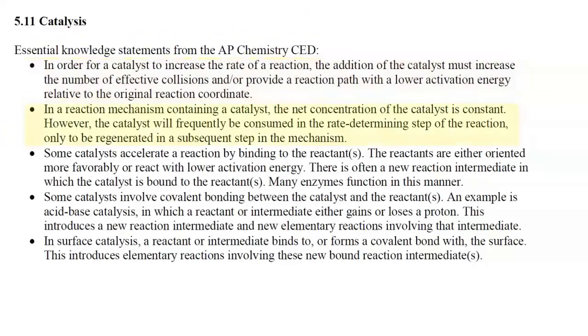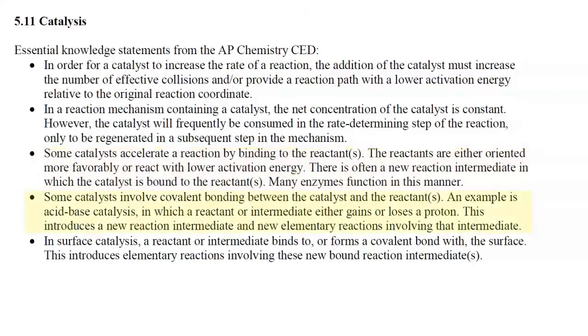In a reaction mechanism containing a catalyst, the net concentration of the catalyst is constant. However, the catalyst will frequently be consumed in the rate-determining step of the reaction, only to be regenerated in a subsequent step in the mechanism. Some catalysts accelerate a reaction by binding to the reactants. The reactants are either oriented more favorably or react with a lower activation energy. And there is often a new reaction intermediate in which the catalyst is bound to the reactants. Many enzymes function in this manner.